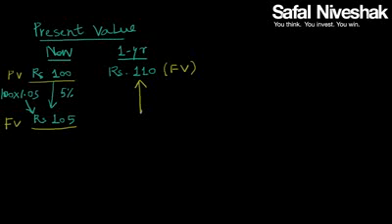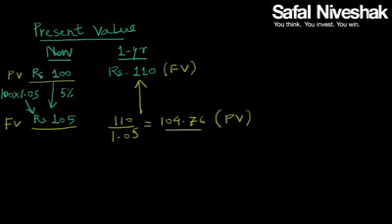Here we multiplied 100 by 1.05 to receive 105. To get to the present value, we'll divide 110 by 1.05. So the answer as I've calculated is 104.76, and this is the present value.